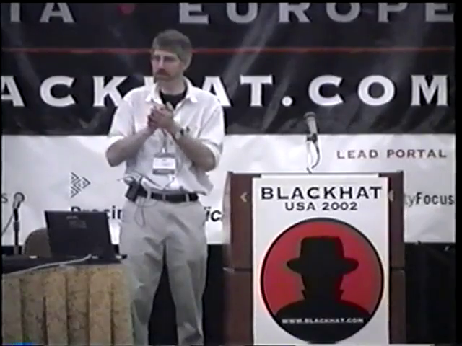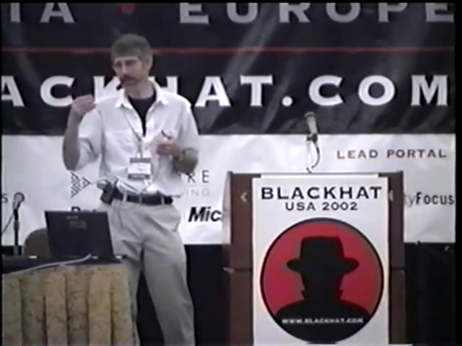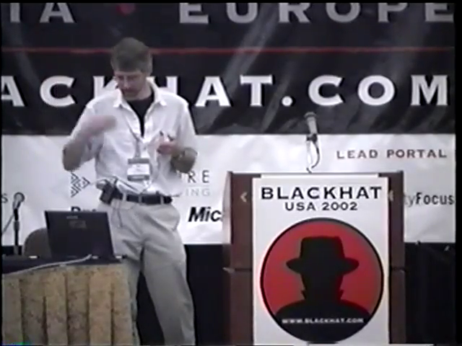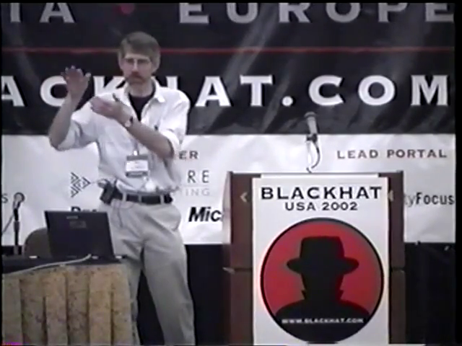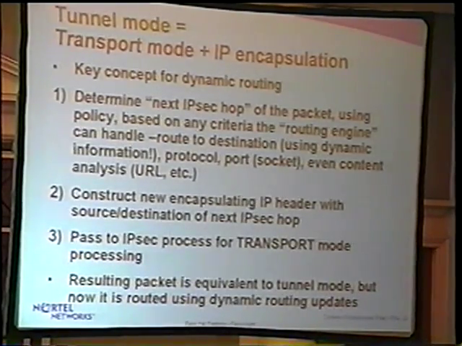Then once you've determined where you want the packet to go, you construct an encapsulating header with the destination address for that, and then pass it to a transport mode IPsec connection. It's already encapsulated, and then that resulting packet is equivalent to tunnel mode. But at this point, it's going to be handled using the dynamic routing updates that feed into the routing process. Any questions about that?